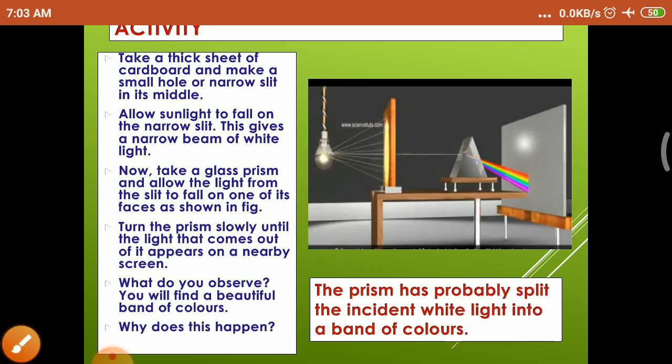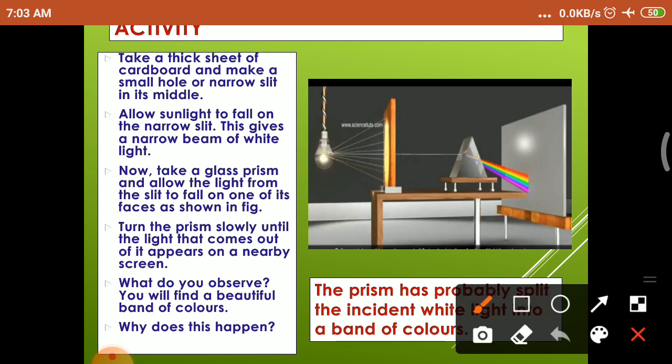Take a thick sheet of cardboard and make a small hole or narrow slit in its middle. Allow sunlight to fall on the narrow slit. This gives a narrow beam of white light. Look here. This is a cardboard sheet. It has a hole at the center. Here the beam of light enters. So this slit allows only one light ray to the other side. So this is a use of the slit.